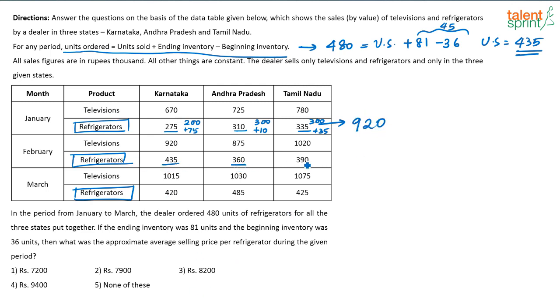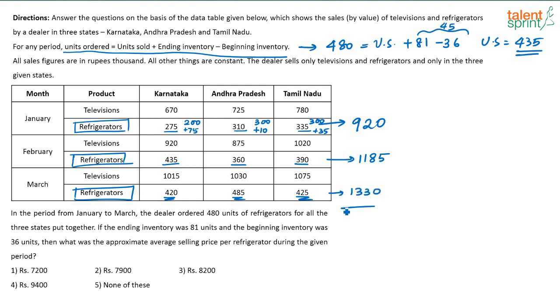Similarly, if you add these three, what will you get? 400 plus 300 plus 300. So 300 plus 300, 600. 600 plus 400 is 1000, right? 1000 plus 35 plus 60 plus 90. I hope you understand what I am trying to say. So totally it will be 1185. Here 420 plus 485 plus 425. So 400 plus 400 plus 400, that is 1200, plus 20 plus 85 plus 25. So that will be 1330.